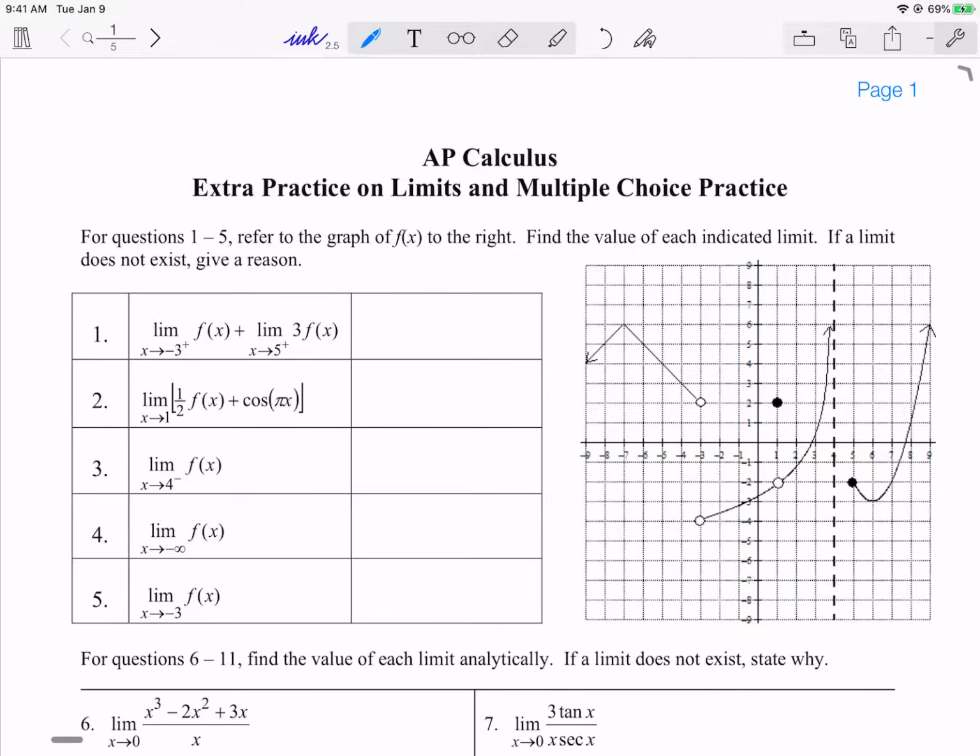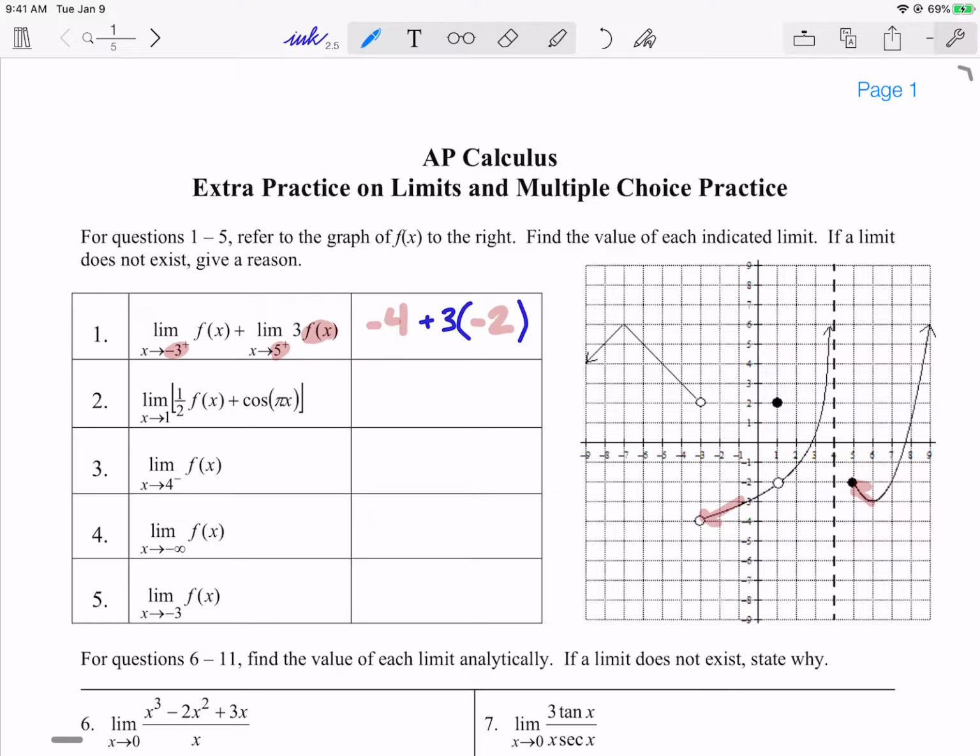Going to do a quick little review of some limits. So this first one's asking us to use this graph to the right, and we've got to compute the limit as we go to -3 from the right. Now that appears to be -4. And then we have to compute the limit as we go to 5 from the right, which appears to be -2. Now that's for this limit, which needs to be multiplied by 3. So then I've got -4 plus 3 times -2, which ends up being -10.